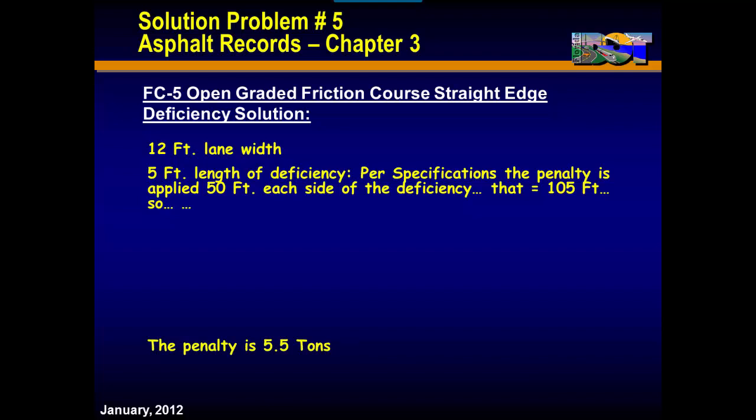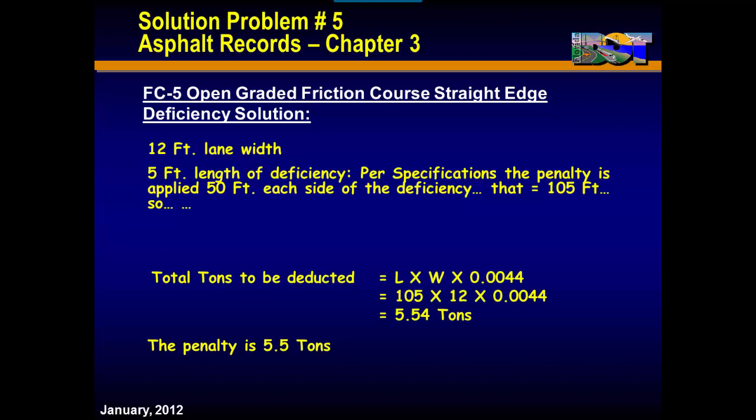We have to use the formula that they provide us, which is the tonnage is equal to the length, which is going to be 105 feet, times our width, which we know up here is 12 feet, times 0.0044. This comes from the State Materials Office. There's a bunch of steps to come up with that, but that's the easiest thing to remember. So length times width times 0.0044, which is 105 times 12 times 0.0044, gives us our 5.54 tons.